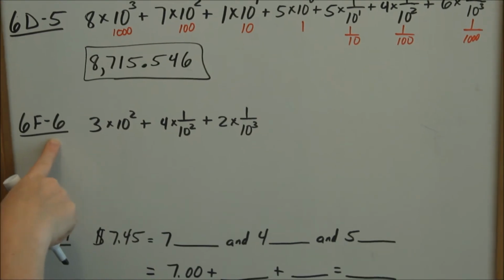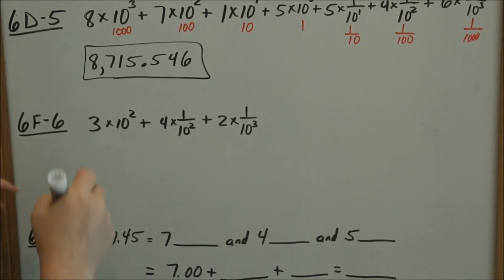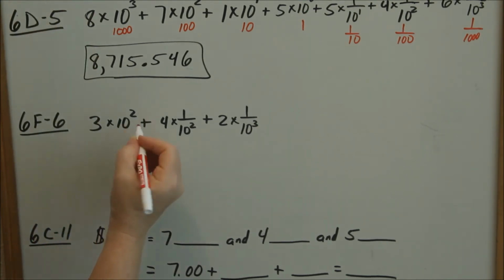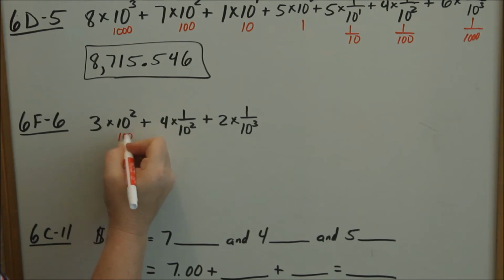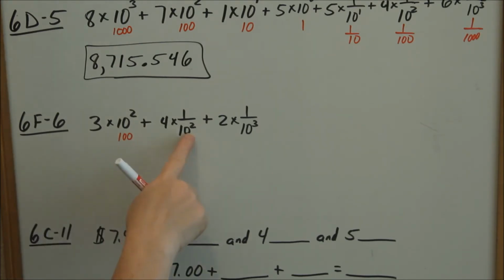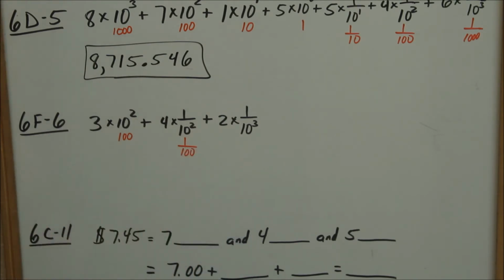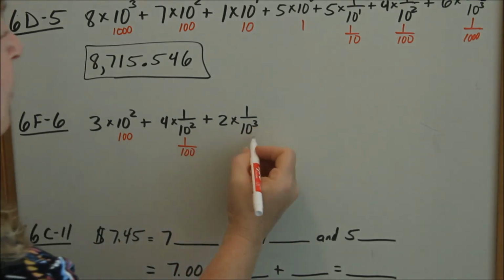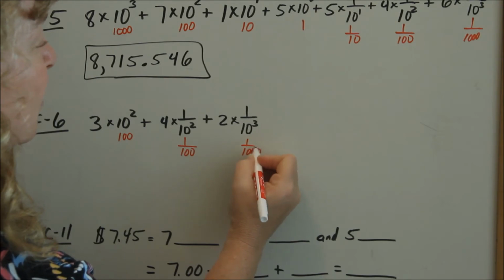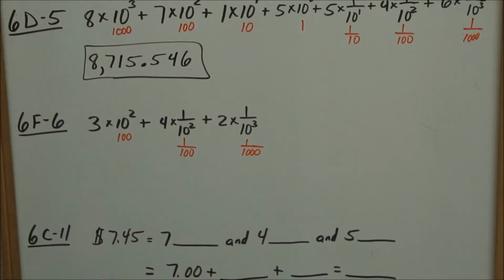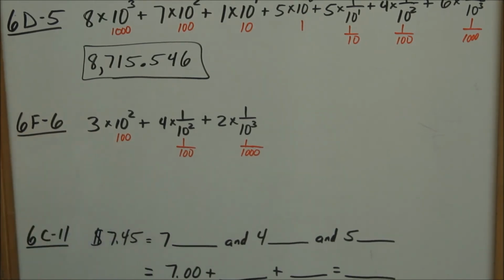6F on number 6. Okay, again, how do I recommend you do this? Underneath here, 10 squared. 10 squared is the same thing as 100. That's the 100 place value. This is the 1 over 100, so the 100th place value. This is 1 over 1,000, so the thousandth place value. So go to your first number, 3. That's in your 100 place value.